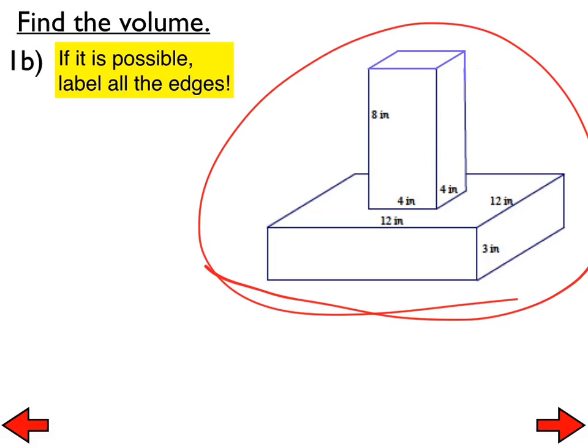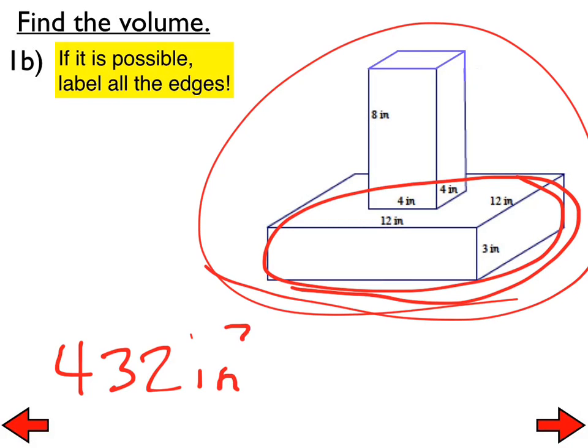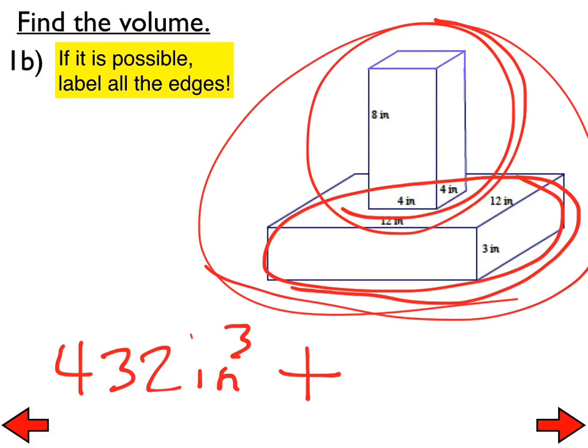But didn't we already find the volume of the bottom piece? Yes. What was that again? 432 inches. Okay, so it's 432 inches cubed. Now we need to find the volume of the top one and then find the sum, or add both of them together, because that shape is made up of the square prism on top and then a different size square prism on the bottom. Everybody do that, please.